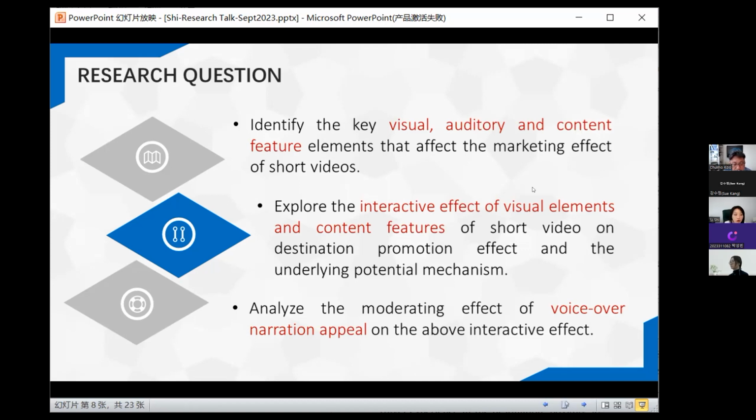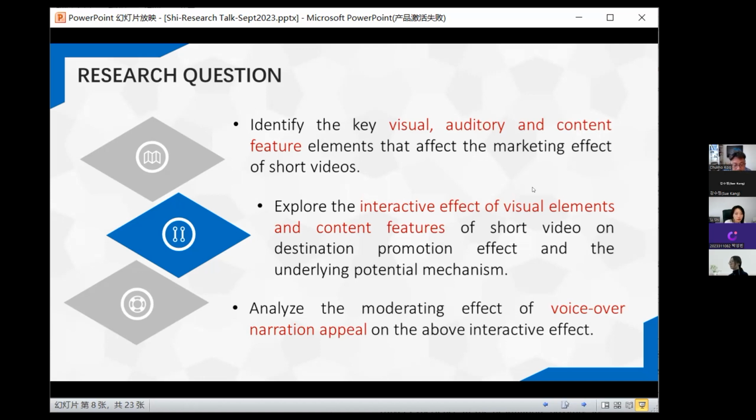And secondly, after we have identified the categories, we want to explore the interactive effect between the visual elements and the content features of the short videos. And then we want to analyze the moderating effect of the voice-over narration appeal on the above interactive effect.